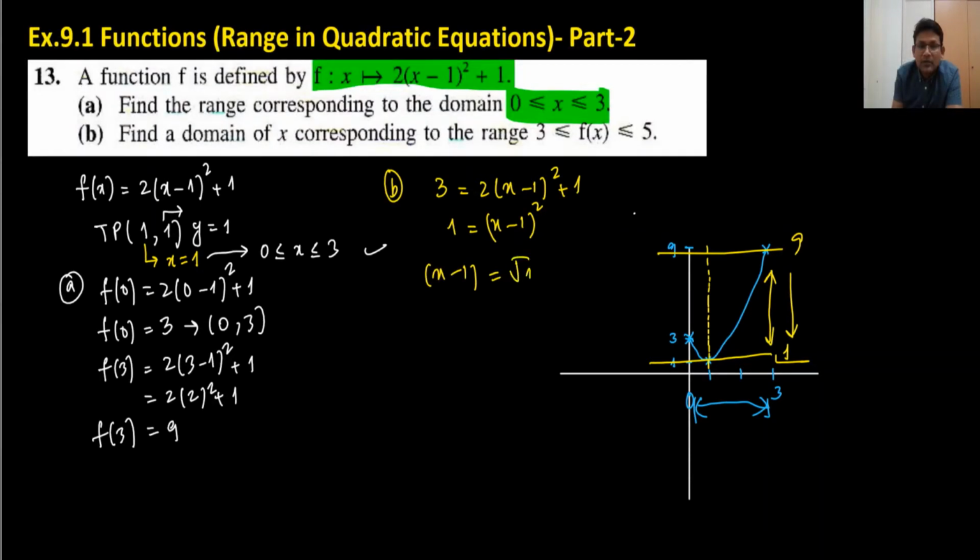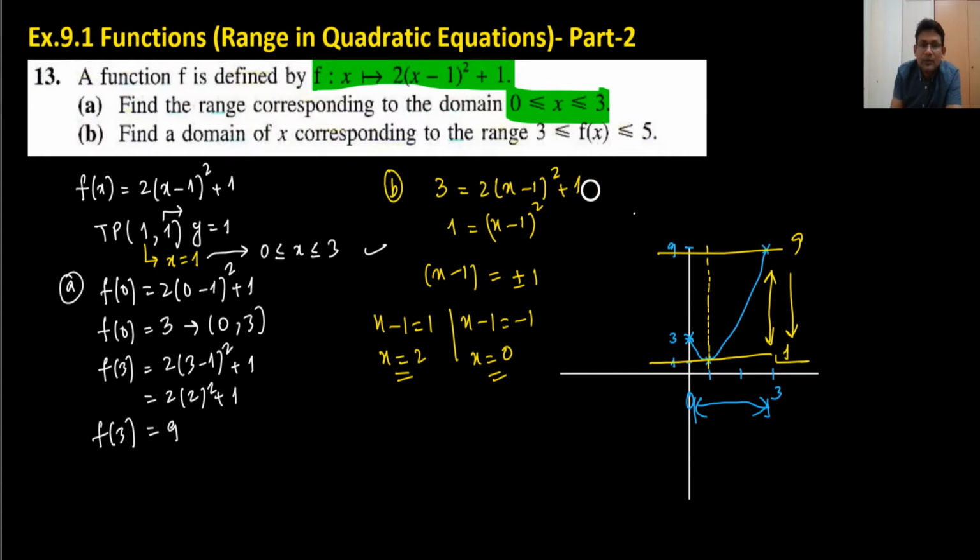Under root 1 means you will write plus minus 1. So x minus 1 equals 1 and x minus 1 equals minus 1. So x is coming 1 plus 1, which is 2, and this is coming 0. So I have two values.